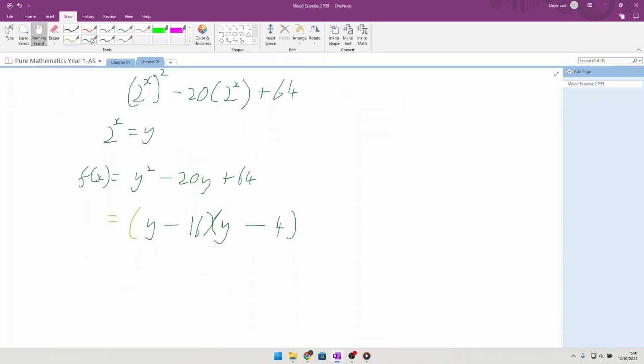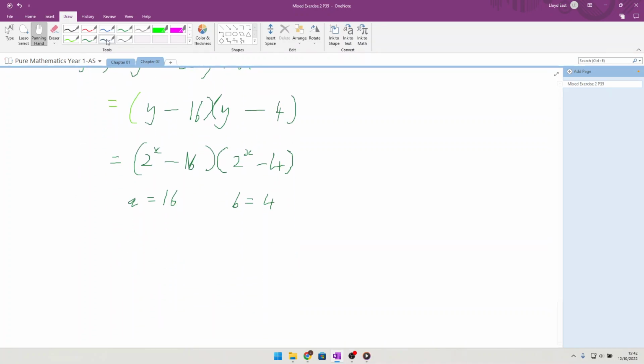So just to finish it off, substituting 2 to the power x in for y, so we have (2 to the power x minus 16), all in brackets, and (2 to the power x minus 4), meaning that we have a is equal to 16, it already had the minus in it, and b is equal to 4.